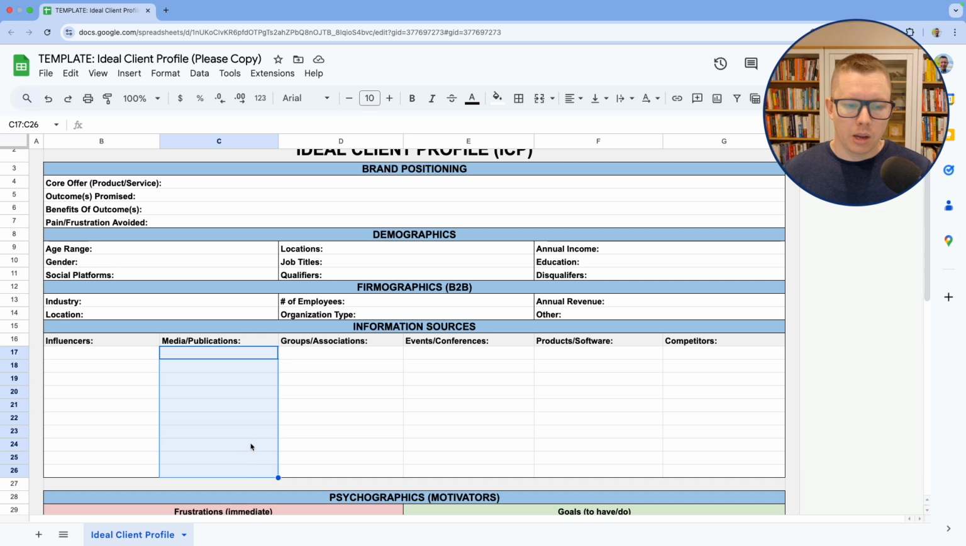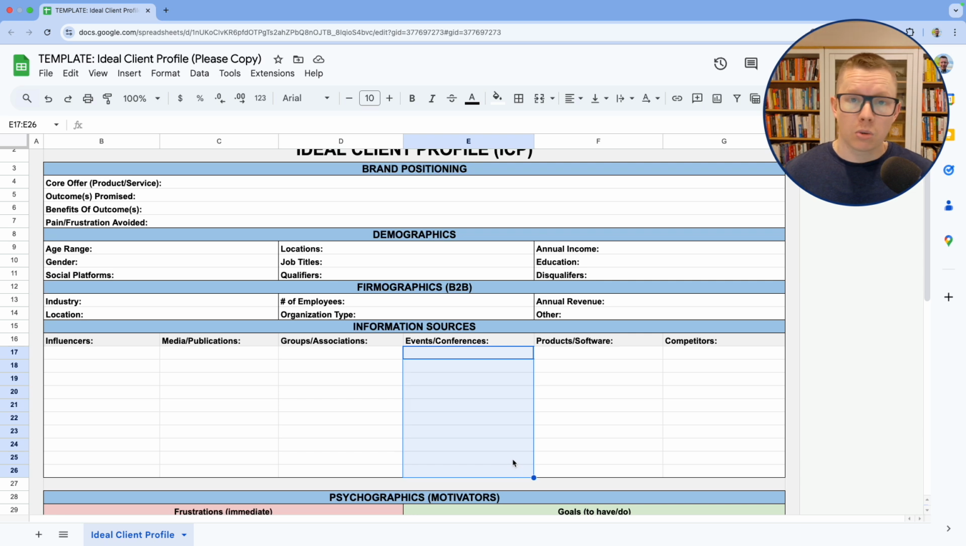Are there any specific media publications? It might be traditional media like magazines, but you could also put in podcasts, YouTube channels, put those in here. If there's any specific groups, communities, or industry associations that they're a member of, you can put those in here. If there are any events or conferences that they are likely to attend, whether online or in person, you can put those here. If there's any specific products or software that they've already purchased and that they're using to help them achieve their desired results, put those in here.